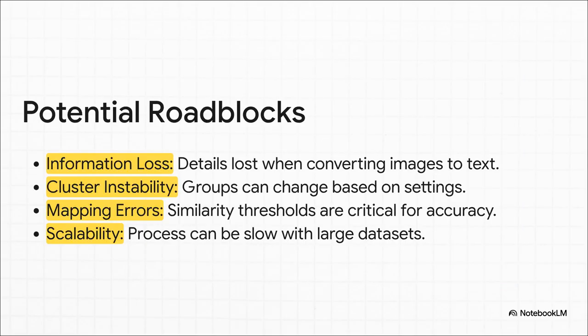But this solution isn't some magic wand. It's important to be aware of the potential roadblocks. You can have information loss when you simplify a complex image into just a few words. The clusters themselves can be unstable. Their quality can change depending on your settings. You can also have mapping errors if your similarity scores aren't calibrated just right. And of course, there's scalability. This can get pretty slow and expensive if you're working with truly massive datasets. These are all really critical trade-offs to think about.